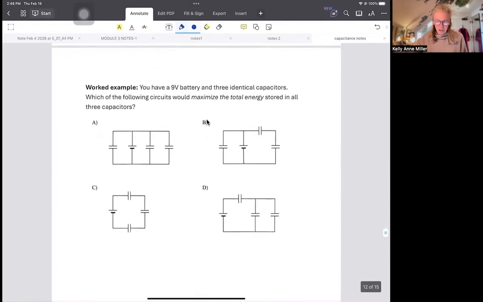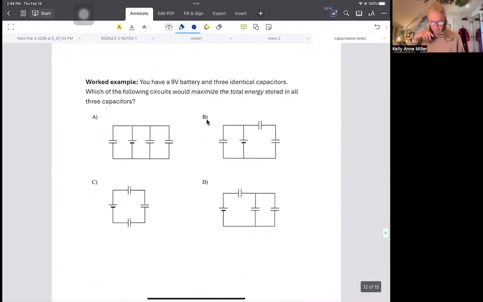Okay, so here's another example. And this sort of ties together the idea of capacitors in different configurations of circuits and energy. So let's say you have a 9-volt battery and you have 3 identical capacitors, and you've got these 4 different ways in which the capacitors are connected together. And we want to know which of the following circuits would maximize the total energy stored in all 3 capacitors.